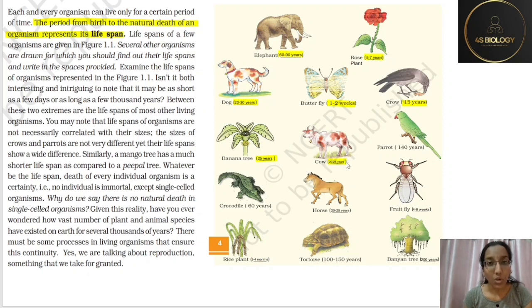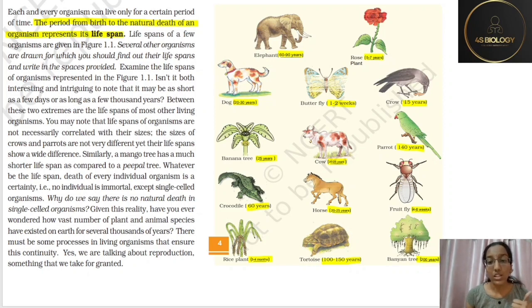Cow is also 20 to 25 years. Parrot is 140 years. Crocodile 60 years. Horse 20 to 25 years. Fruit fly 4 to 6 weeks. Rice plant is 3 to 4 months. Tortoise is 100 to 150 years, and banyan tree is 200 years. So the longest is the banyan tree, that is 200 years.